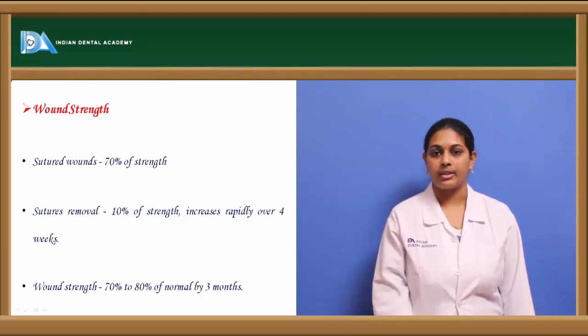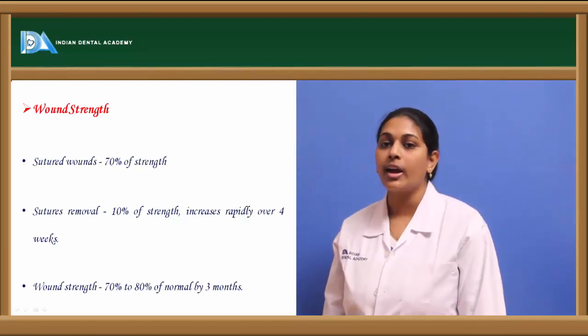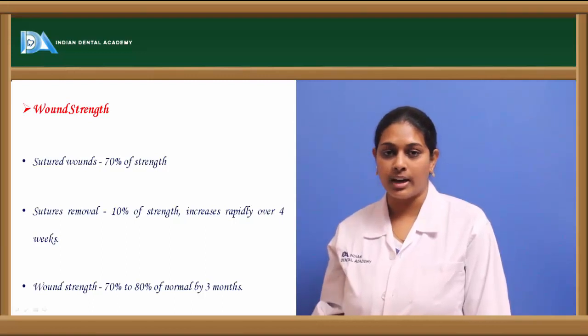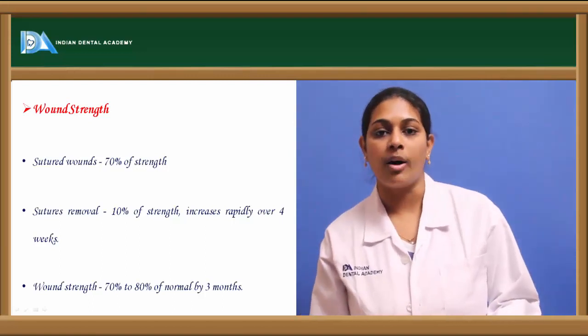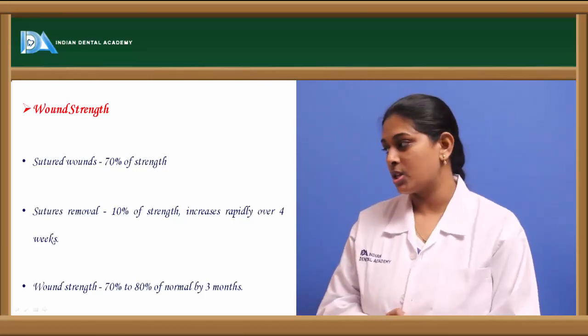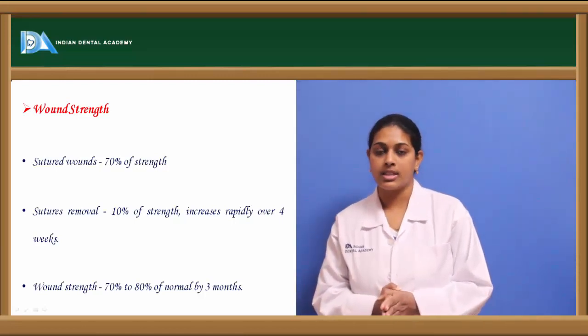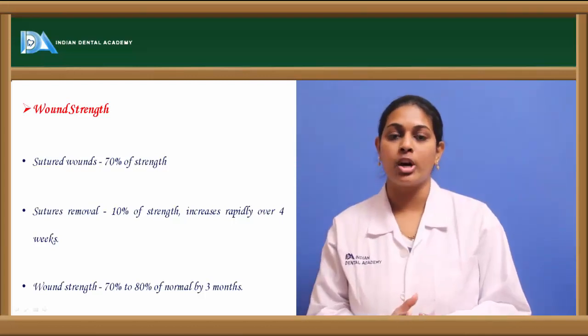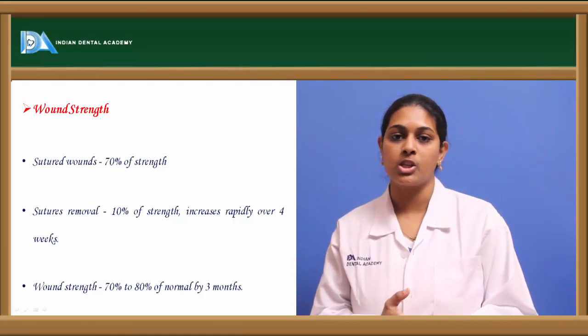Coming to the wound strength. When an injured wound is sutured, with the edges approximated and brought together with the help of sutures, this sutured wound site attains a strength of 70% of the normal skin.